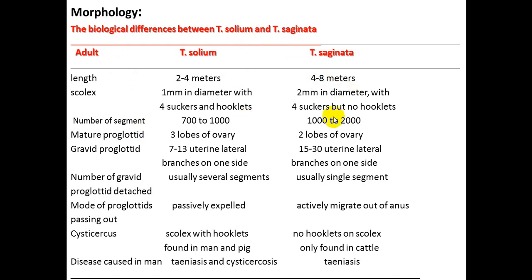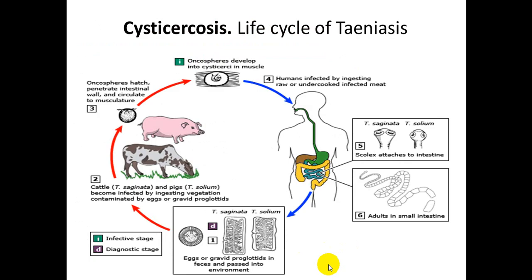millimeter diameter, 4 suckers. Number of segments 700, 1000, mature proglottids 3 lobes, 2 lobes, gravid proglottid 7 to 13, 15 to 30. Number of gravid proglottids attached, usually several, usually single. Mode of proglottid passing out, passively expelled, actively migrate out of the anus. Cysticercus, scolex with hooklets, no hooklets on scolex, found in man and pigs, only in cattle. Disease caused in man, taeniasis and cysticercosis, taeniasis.